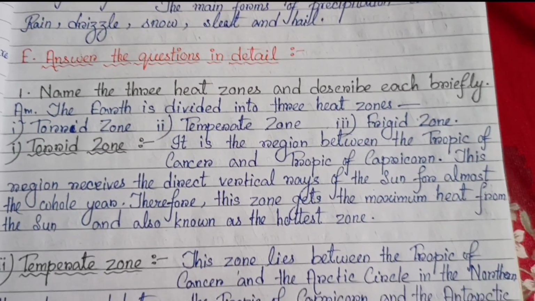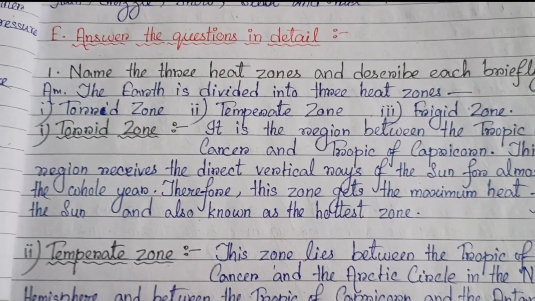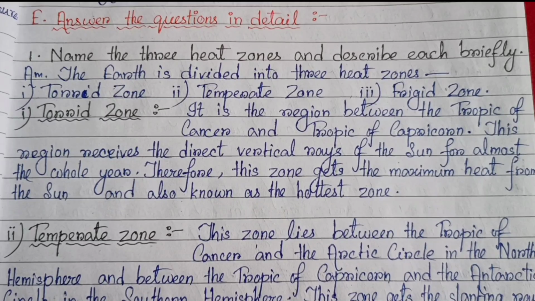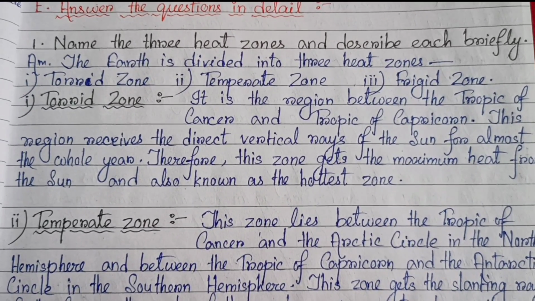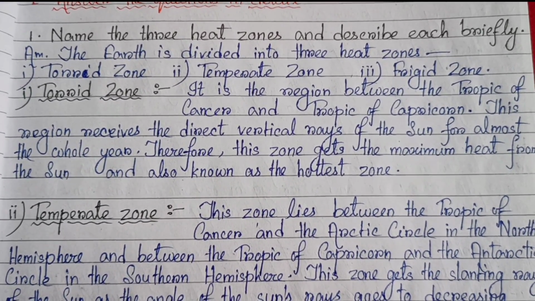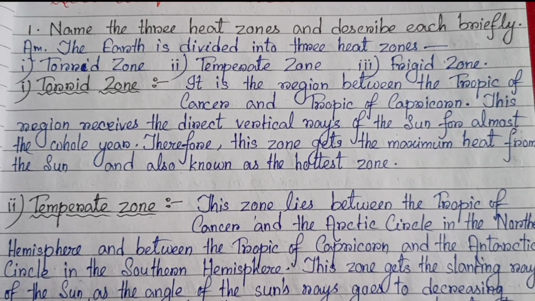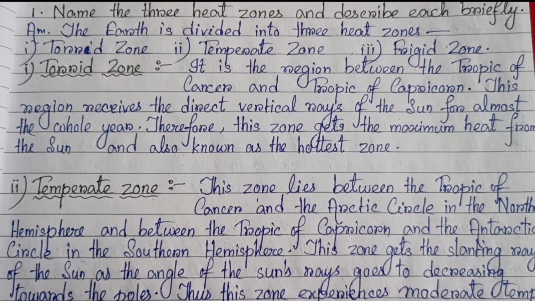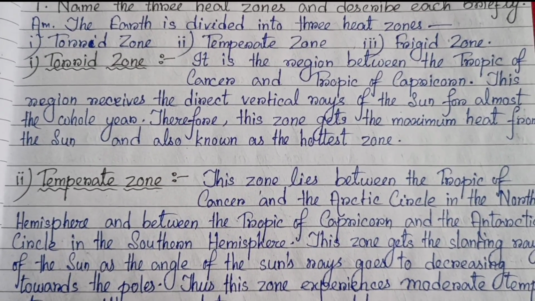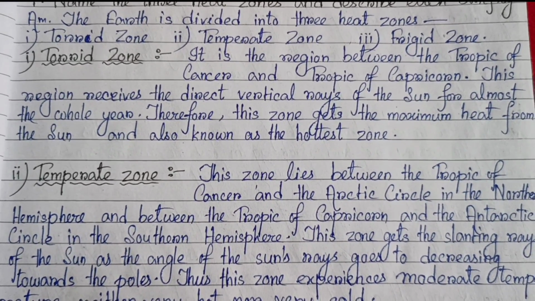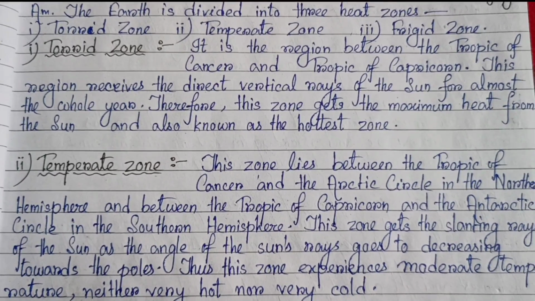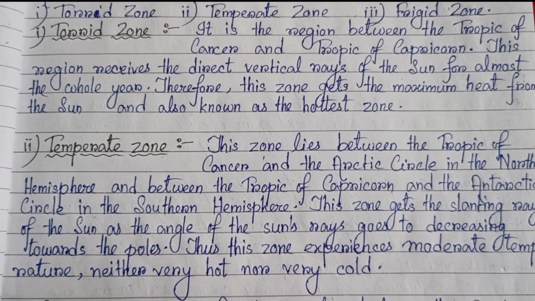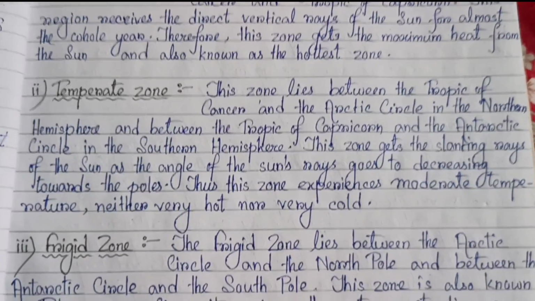Okay, next one, number E. Answer the questions in detail. Number 1. Name the 3 heat zones and describe each briefly. The earth is divided into 3 heat zones: torrid zone, temperate zone, frigid zone. Torrid zone. It is the region between the Tropic of Cancer and Tropic of Capricorn. This region receives the direct vertical rays of the sun for almost the whole year. Therefore, this zone gets maximum heat from the sun and is also known as the hottest zone.